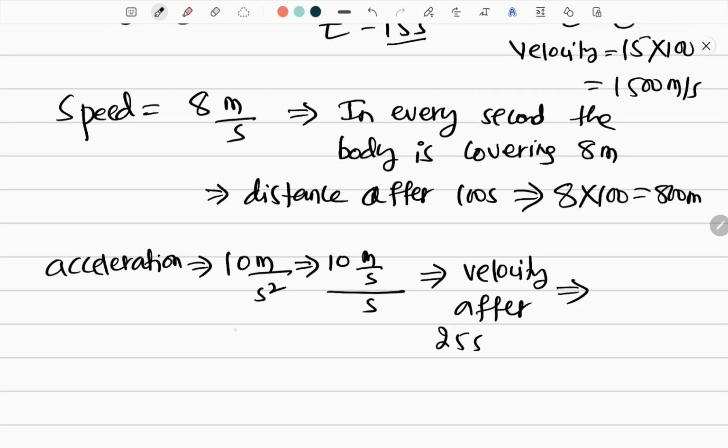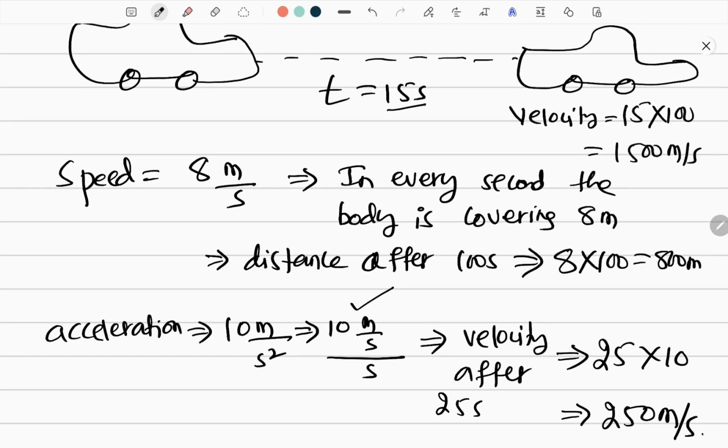For every second, the velocity is increasing at a rate of 10 meter per second. Look at this. For every second, 10 meter per second, it is increasing. Means after 25 seconds, don't you think it is 25 into 10? So 25 into 10 is 250 meter per second. So this is the velocity.